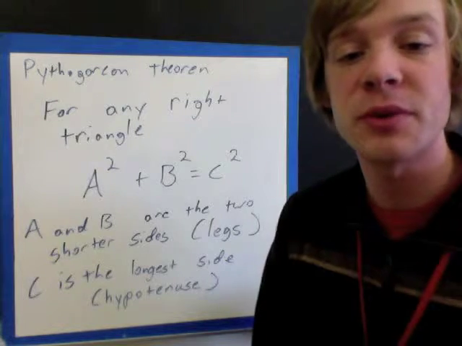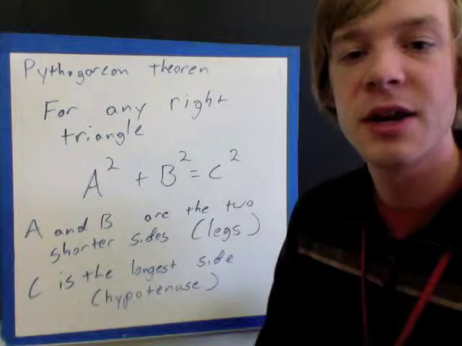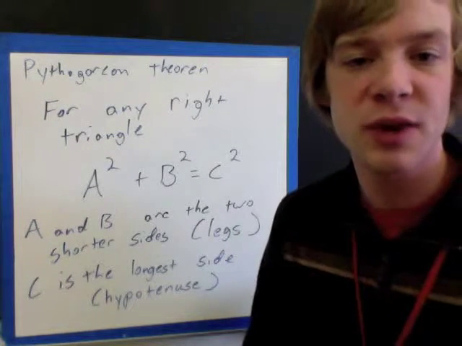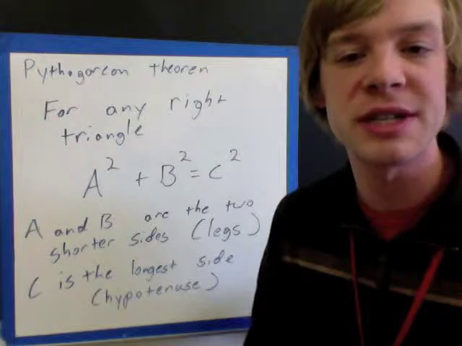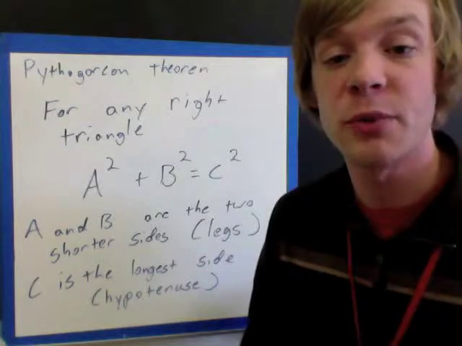And it's really important that we know that a and b are the two shorter sides and c is the longest side, because some of the problems that we're given, we're not told directly what a, b, and c are. We're just given a diagram, or we may have to draw a diagram in order to figure out where to put our numbers.